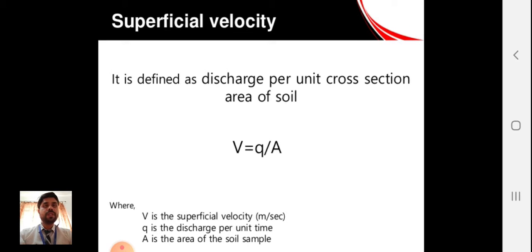Now, what is superficial velocity? It is defined as discharge per unit cross-sectional area of soil. V is equal to Q upon A, where V is the superficial velocity in meter per second, Q is the discharge per unit time, and A is the area of the soil sample.